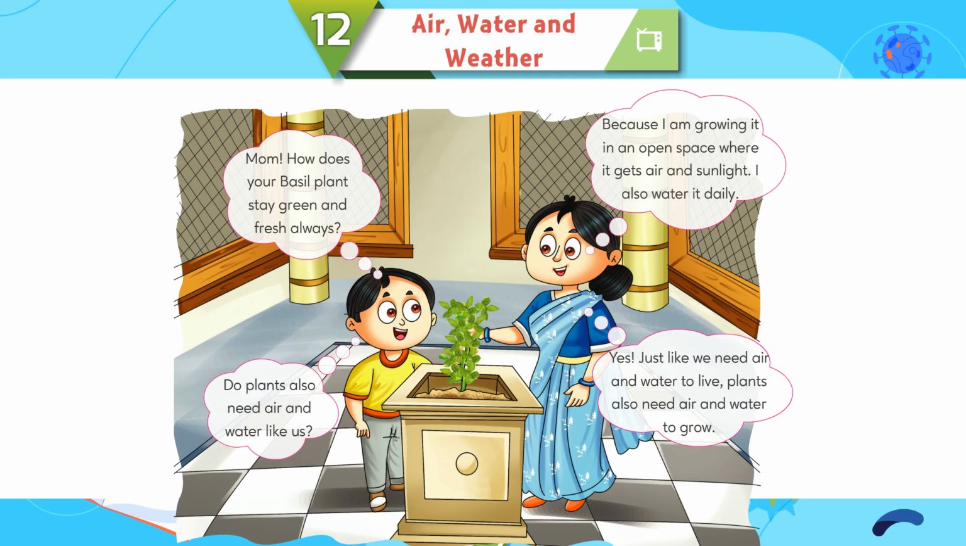Mom, how does your basil plant stay green and fresh always? Because I am growing it in an open space where it gets air and sunlight. I also water it daily. Do plants also need air and water like us? Yes, just like we need air and water to live, plants also need air and water to grow.